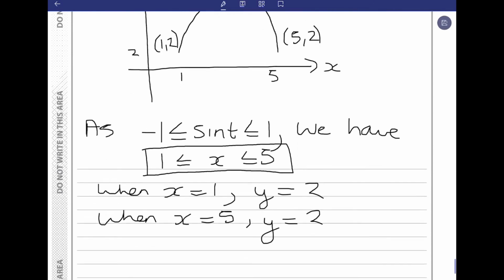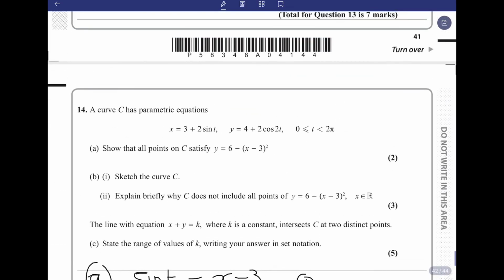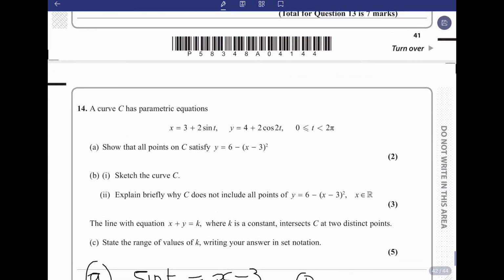Okay, so that's part B. Now we have the line with equation x plus y equals k, where k is a constant, intersects C at 2 points. State the range of values of k, giving your answer in set notation. So the first thing to know is rewriting this gives y equals k minus x, which implies the gradient is negative. In fact, it's minus 1.